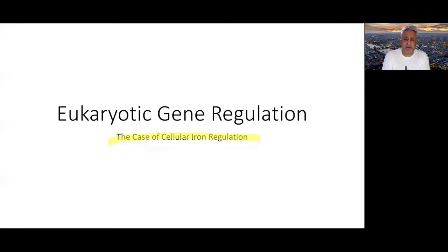This particular mini lecture focuses on eukaryotic gene regulation. In particular, we're going to focus on how messenger RNA can be regulated to control the production of products. So the example that we have chosen is the case of iron regulation by cells. So iron is very important to all living cells. Too much and it becomes poisonous. Not enough, and it doesn't allow the regular metabolism of cells to ensue.